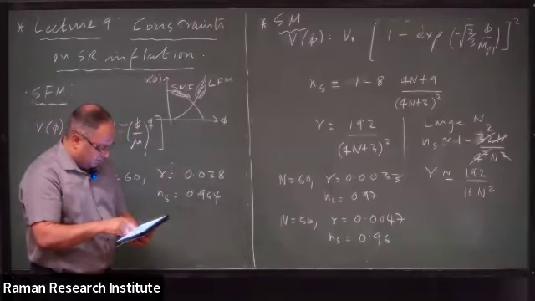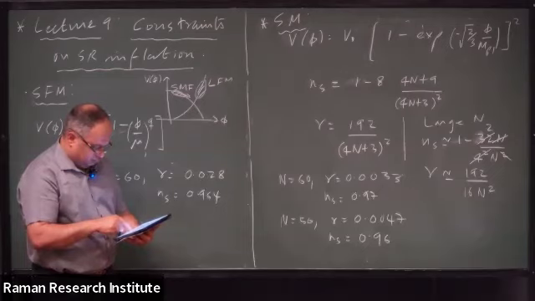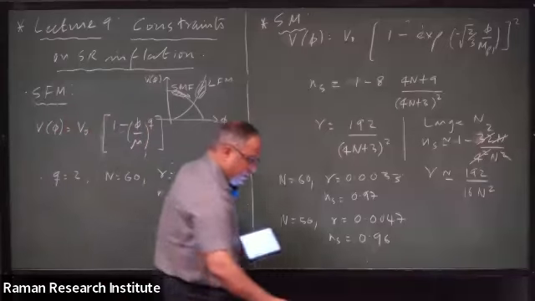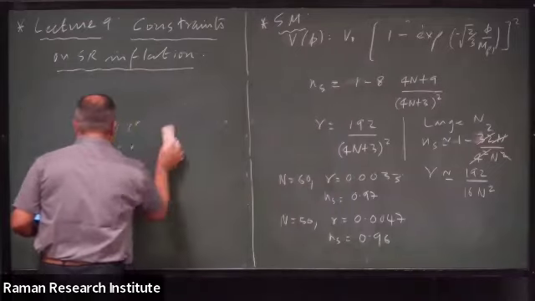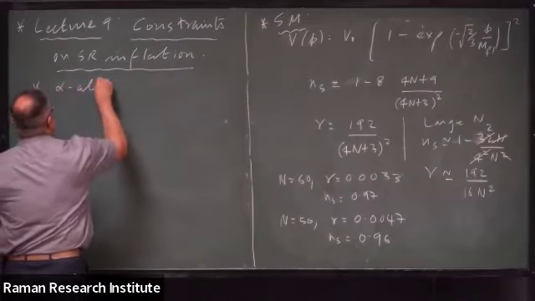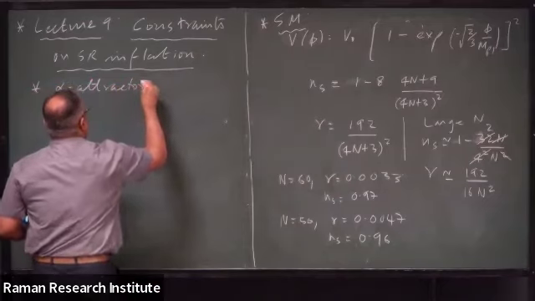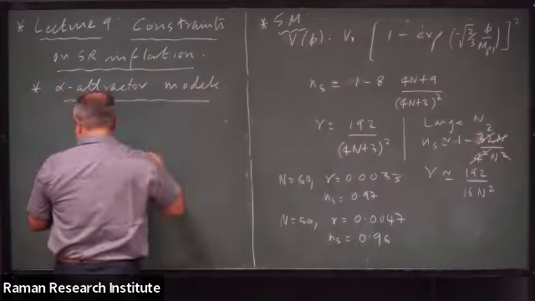These are called the alpha attractor models. I'm just trying to get all the constants correctly. And there it is. Okay, these are called alpha attractor models. They have different names as well, okay? And there are other forms of the potentials that are possible which will do a similar job.